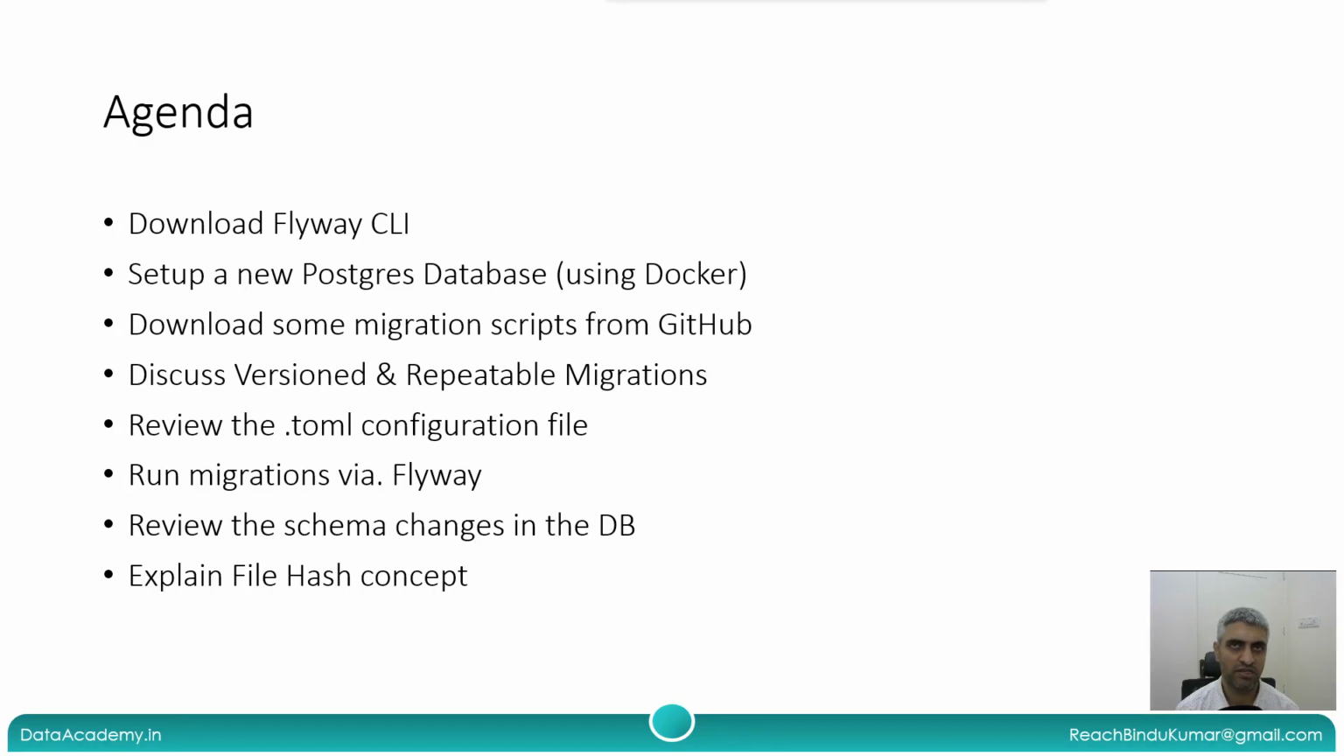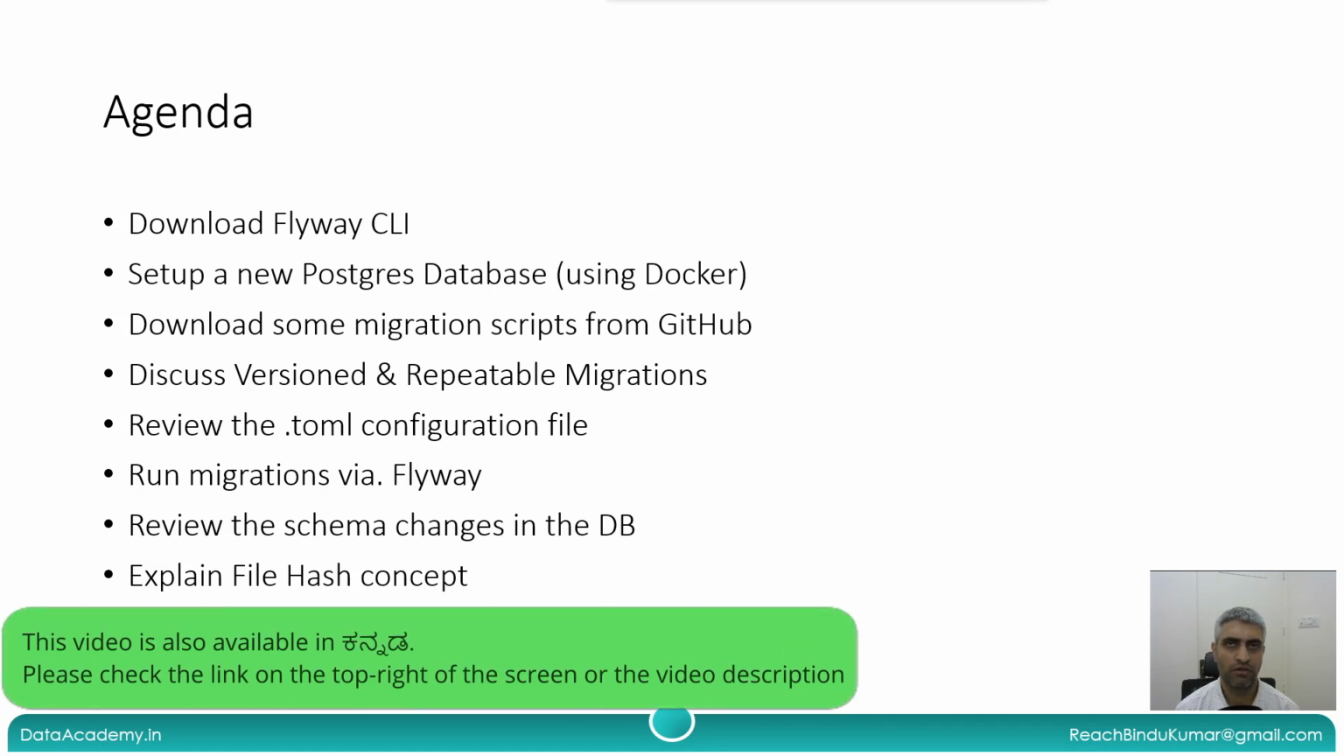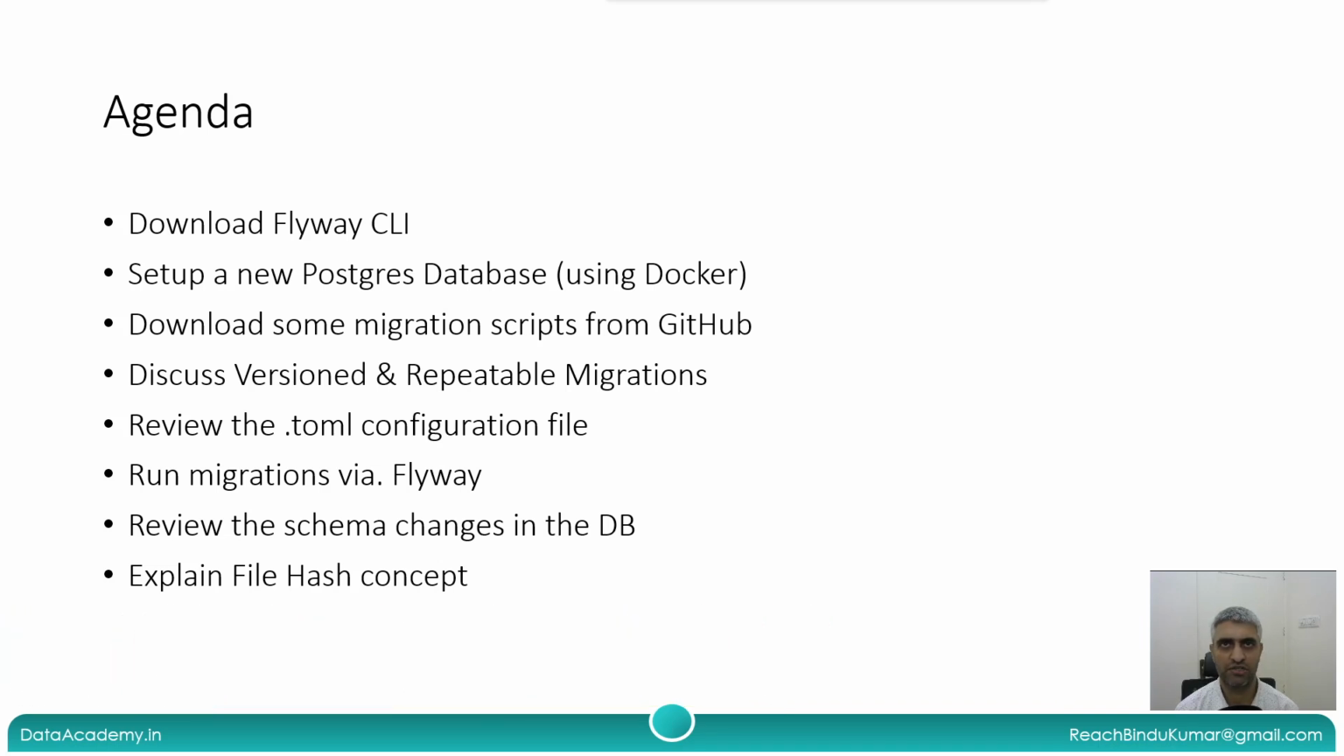Now here is what you can expect from this video. We are going to download the Flyway CLI, or the command line utility. We are going to set up a new Postgres database. We are going to download some migration scripts from the GitHub repository. And then we are going to discuss the difference between versioned and repeatable migrations and the concept behind them. We are going to review a sample configuration file that can be used for Flyway.